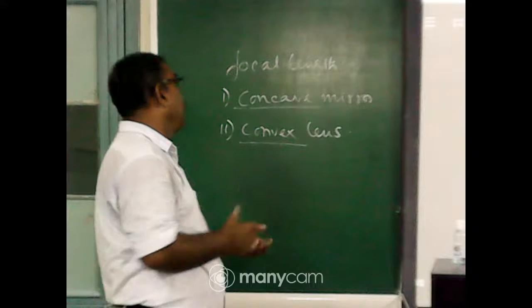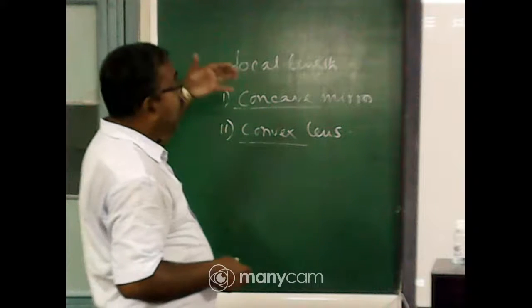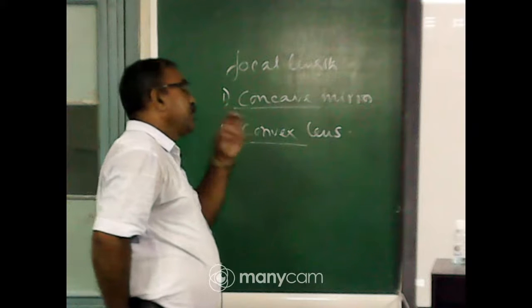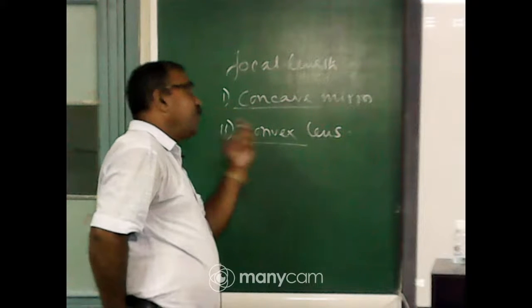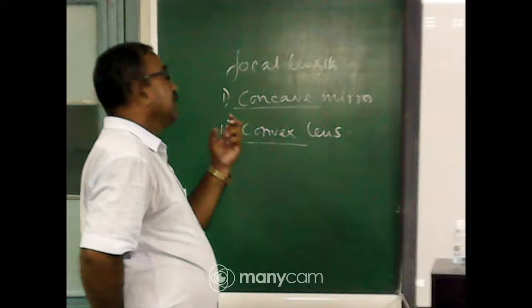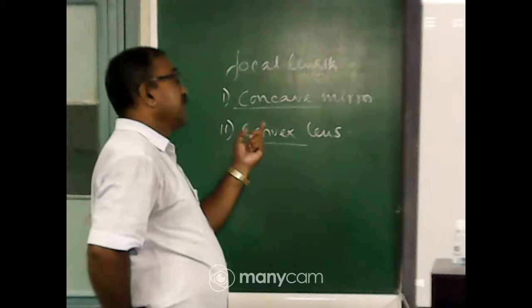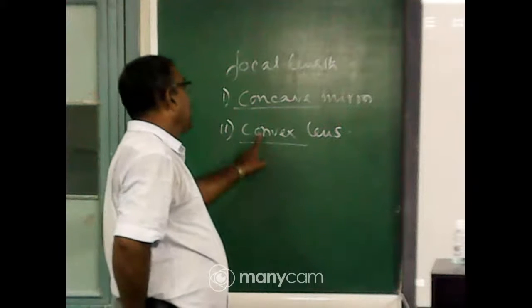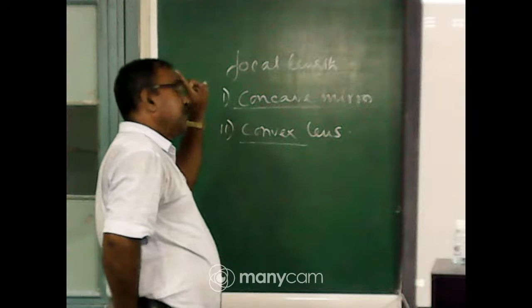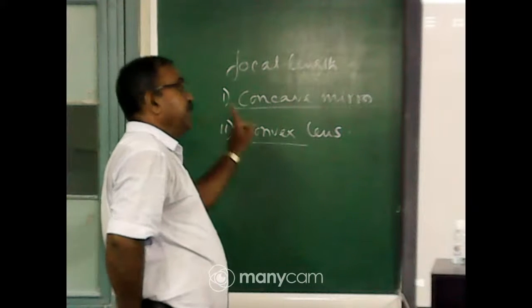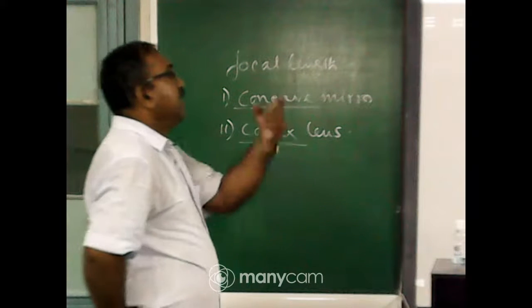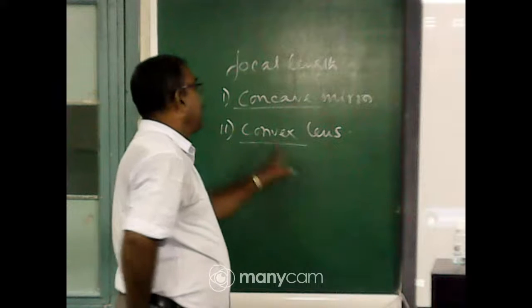So, this is the method for the rough focal length of the convex lens. But, my dear students, with the help of the optical bench in your practical room, you find out the focal length of the convex lens. That is the actual focal length of the convex lens with the help of the optical bench. But that other method gives the rough focal length of the convex lens.